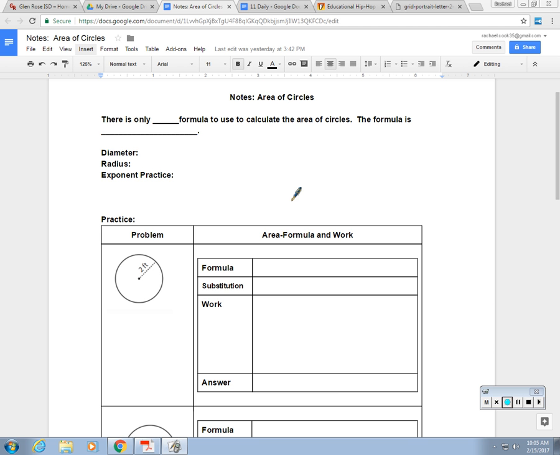7 to the second power. That's 7 times 7, which is 49. Okay, that would be 7 times 7, and that would equal 49.